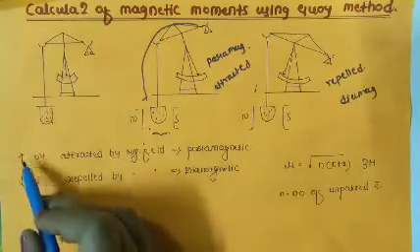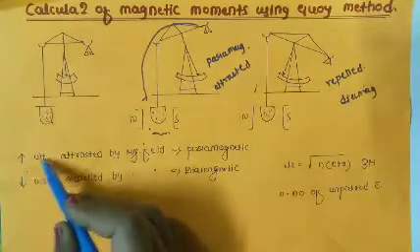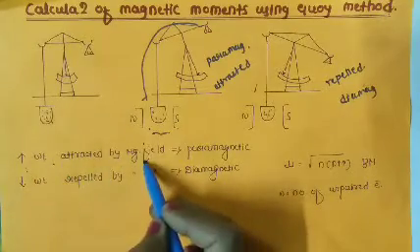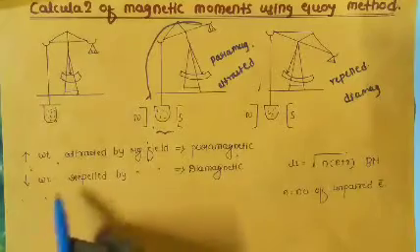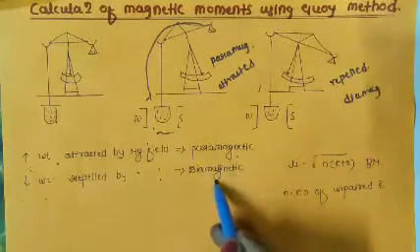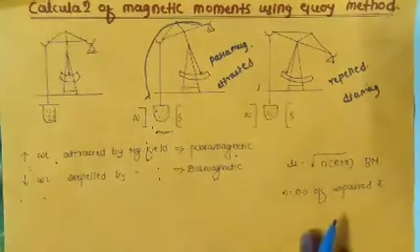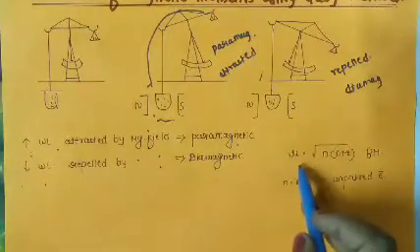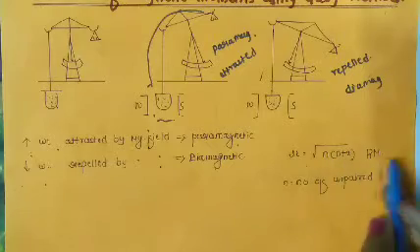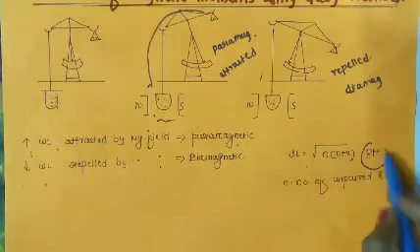So here, simply, an increase in weight means it is attracted by the magnetic field and it is paramagnetic. A decrease in weight means it is repelled by the magnetic field, then it is a diamagnetic property. It can be calculated by using this formula: mu is equal to root of n into bracket n plus 2. Its unit is Bohr magneton.